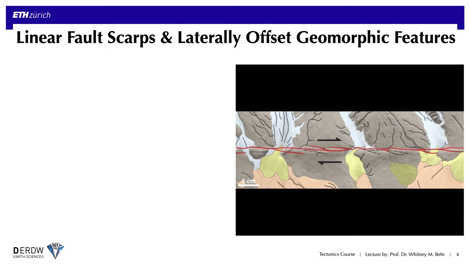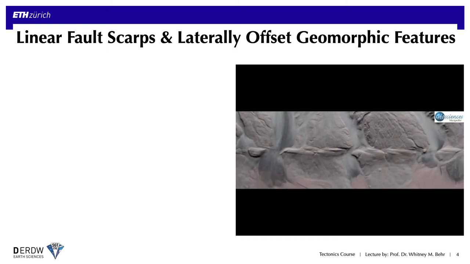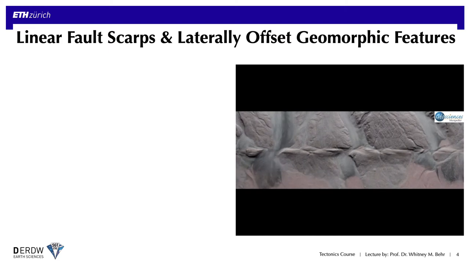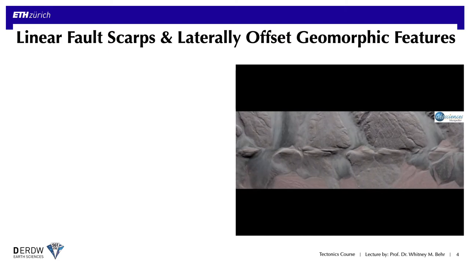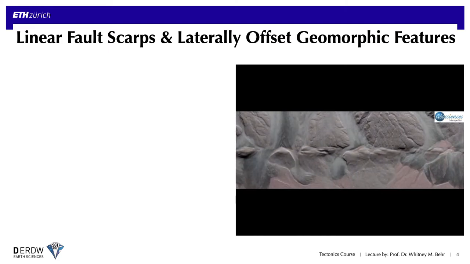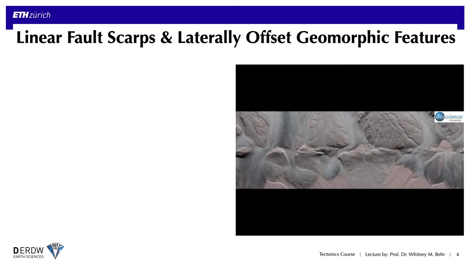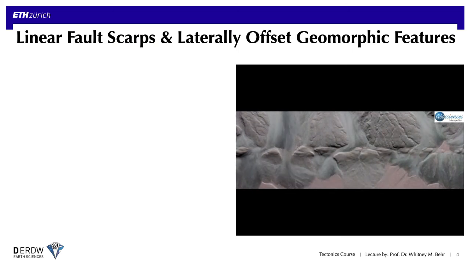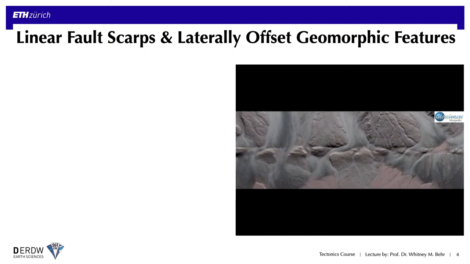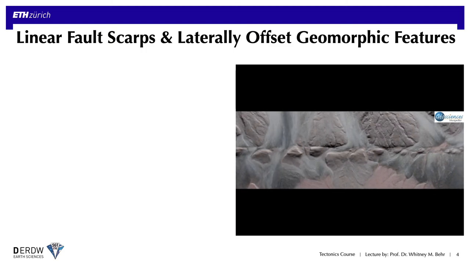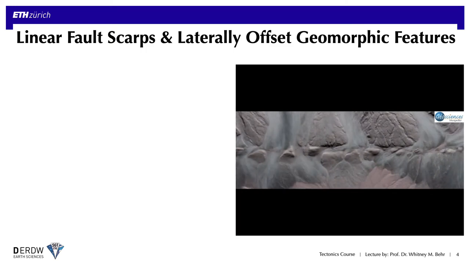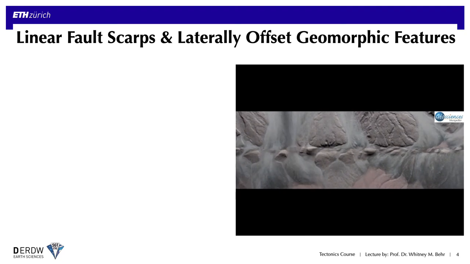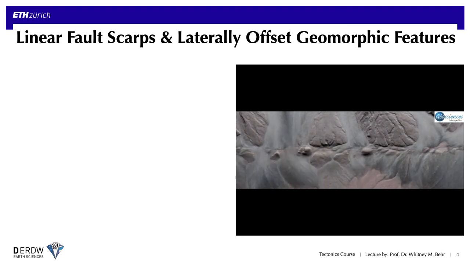You can see that some of these features are now being offset. Some of the downstream drainages are being offset from their upstream sources, but a lot of times those drainages will actually start to curve in a right lateral sense. So they continue to accommodate deposition and fluid flow, but they're substantially offset. They're sort of an L shape.